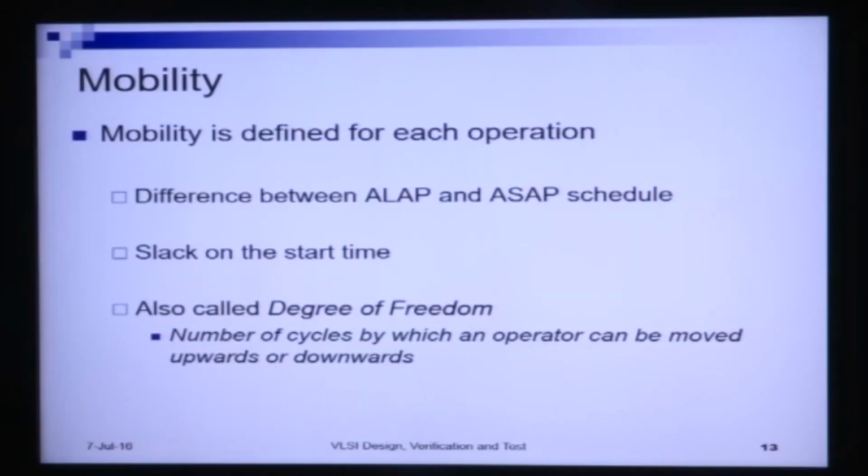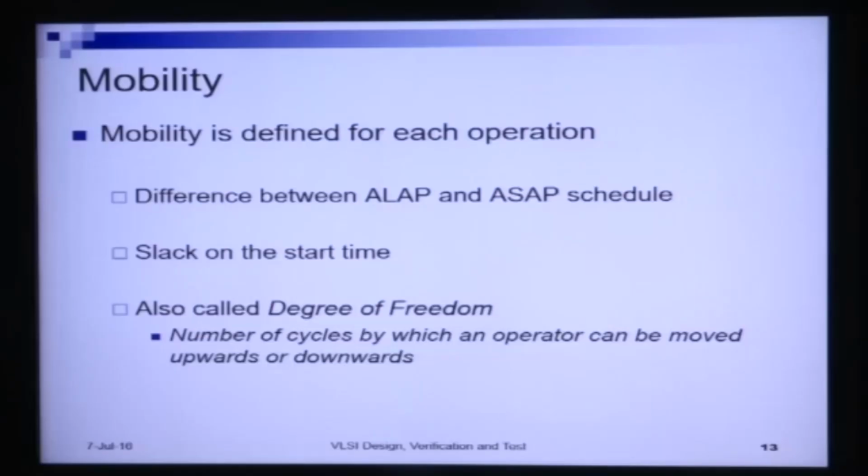Now, from the ASAP and ALAP algorithm, a few very important concepts can be obtained, and these concepts are applied in the more generalized scheduling problems that we will take up in due course in the next few slides.